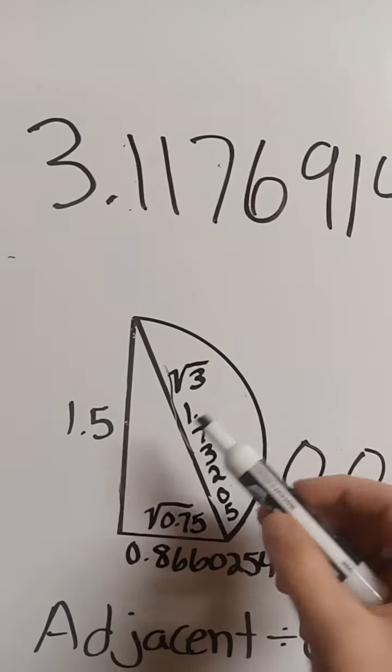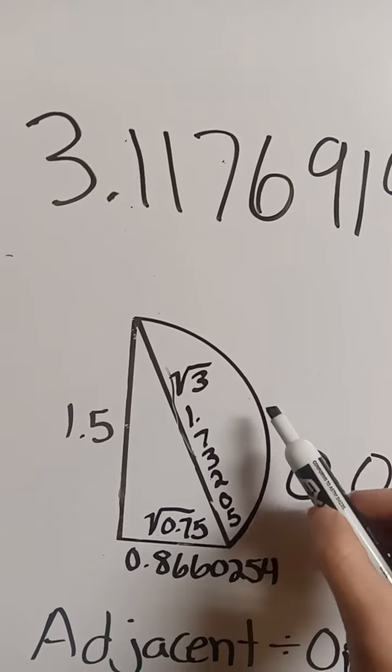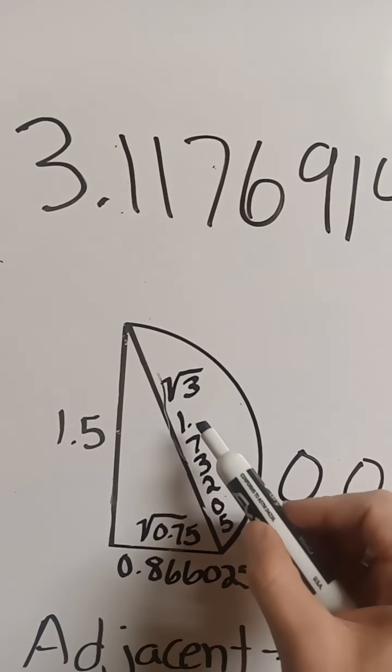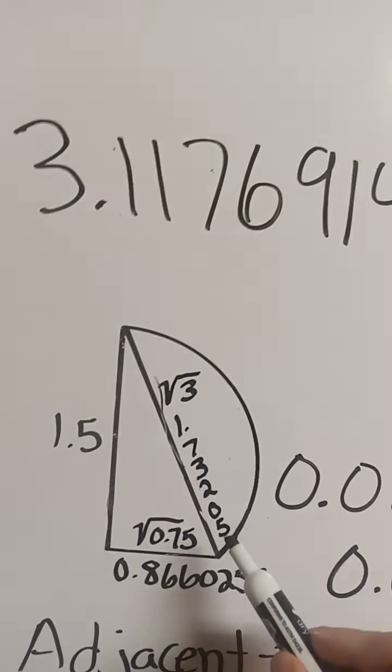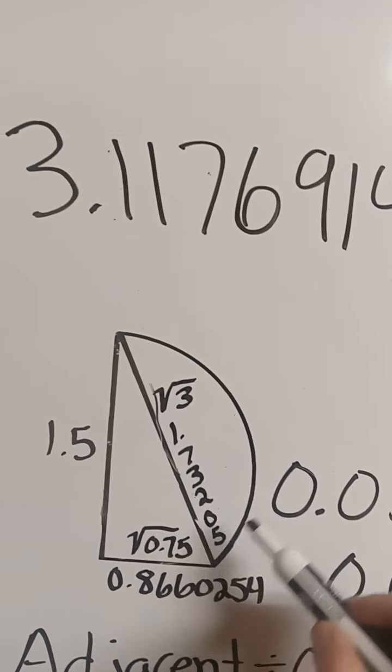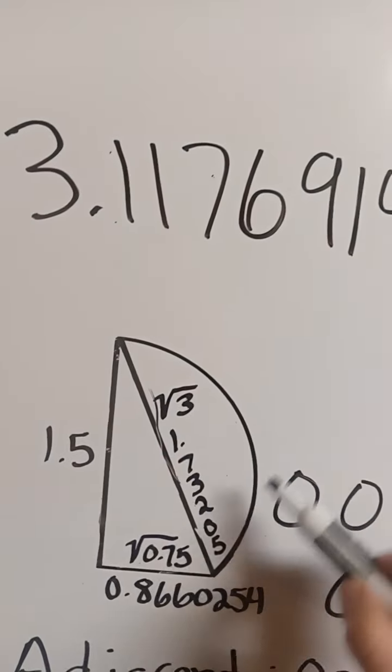And this will be on a 1 to 1.2 ratio. So all we got to do is multiply this leg by 1.2, and it'll tell us the third of the circumference of the circle.